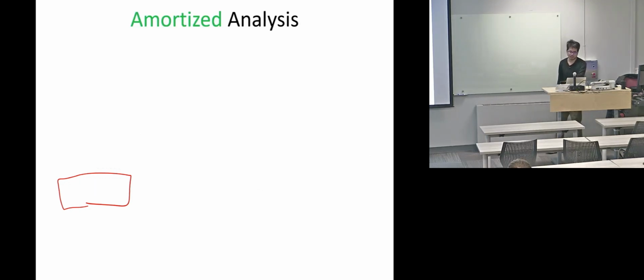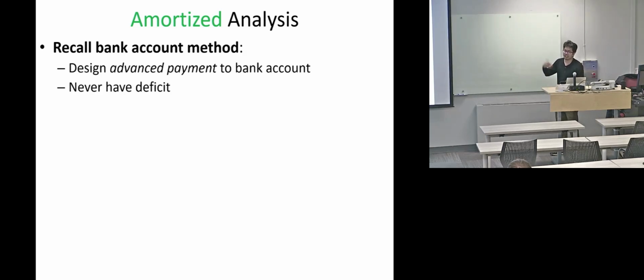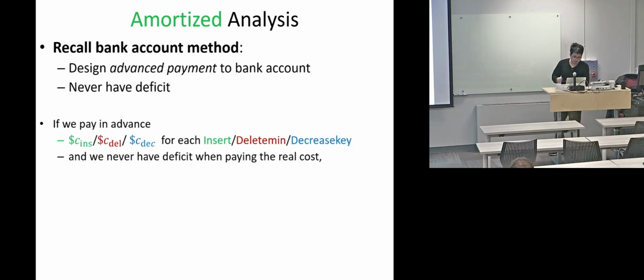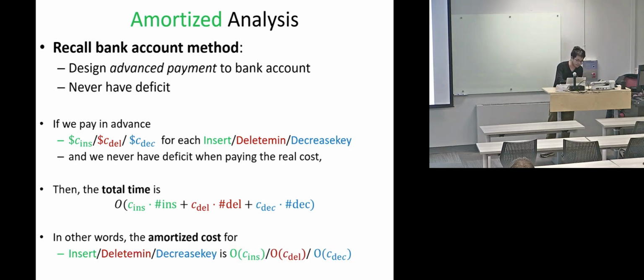So let's try to use amortized analysis, right? We're just gonna use the bank account method, like design how to pay advance payment without deficit, okay? We're gonna pay something for each of the operations without deficit, and conclude that at the end the total cost is something, and the amortized cost is just how much we pay. Just the same method we just saw.